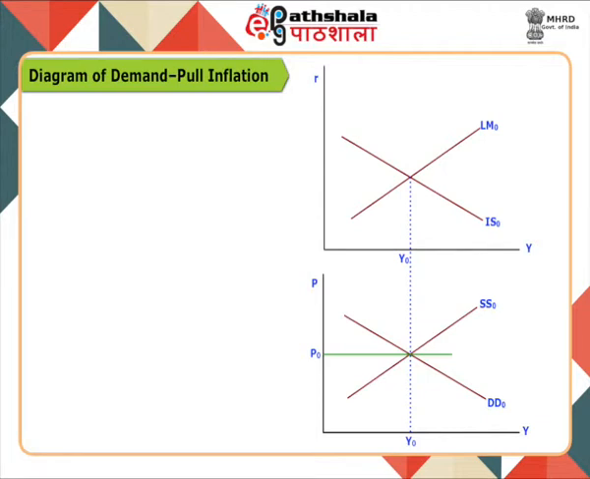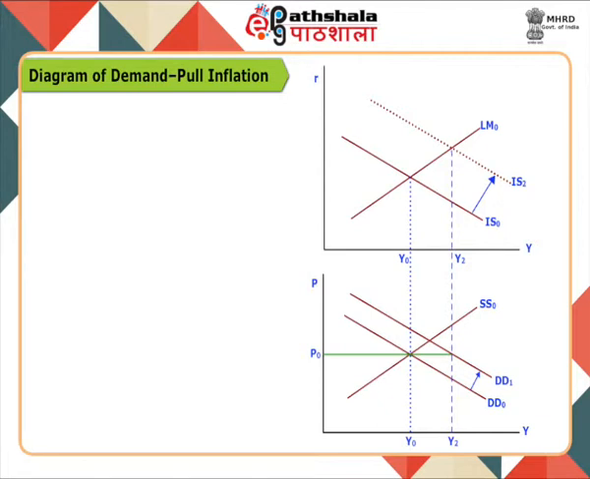The IS curve shifts from IS0 to IS2 in the upper panel of the diagram, thereby shifting the equilibrium level of output to Y2. In the lower panel of the diagram, as there is an increase in demand, the aggregate demand curve also shifts from DD0 to DD1. Now aggregate demand will move along the new demand curve DD1, and at the current price level, that is P0, the new demand would be Y2.